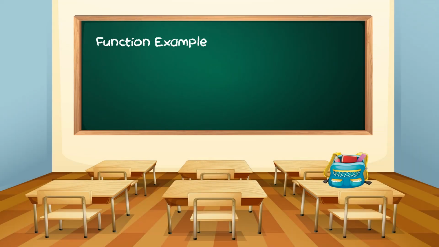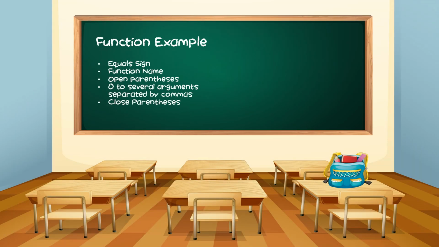Let's look at some function examples. All functions begin with the equal sign, with the function name, open parentheses, 0 to several arguments separated by commas, and then closed parentheses. This sum function adds up all the cells from A1 through A10. The colon that separates the two addresses is a delimiting character that tells Excel to go through, so 2, 3, 4, 5, 6, 7, 8, 9 are included.